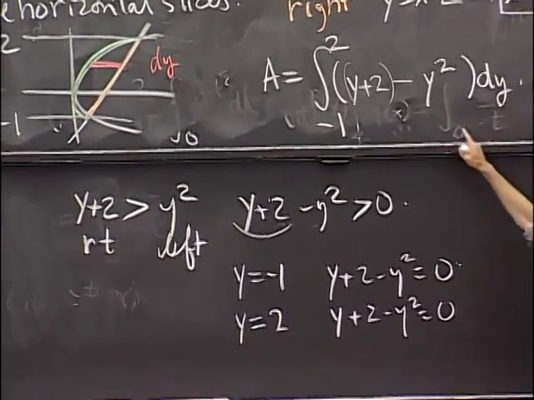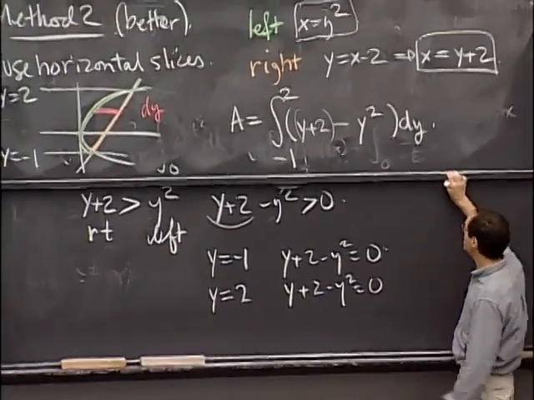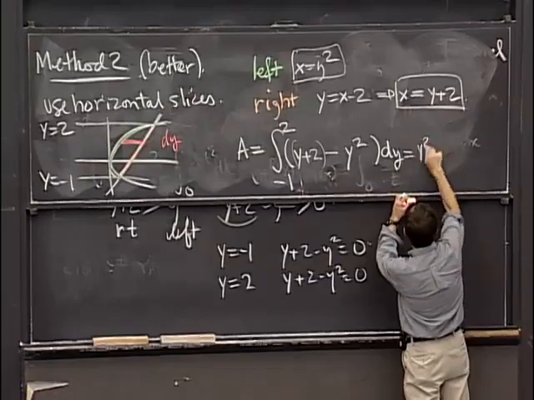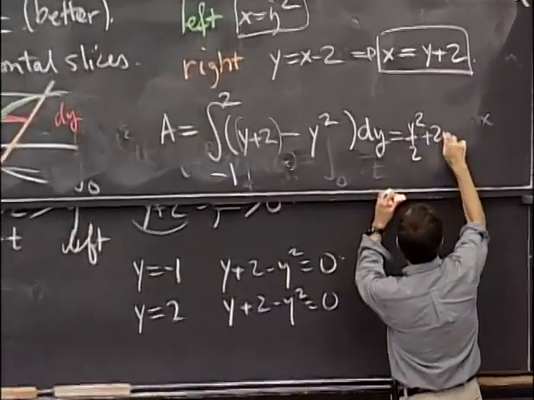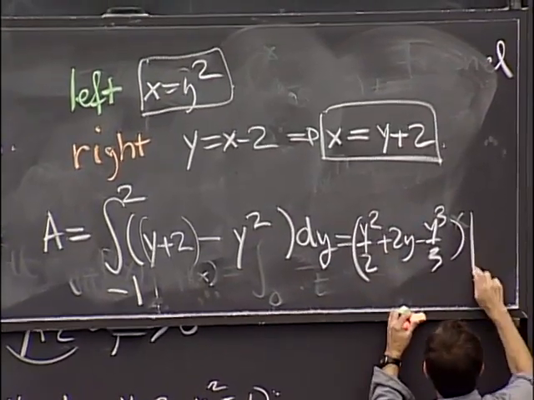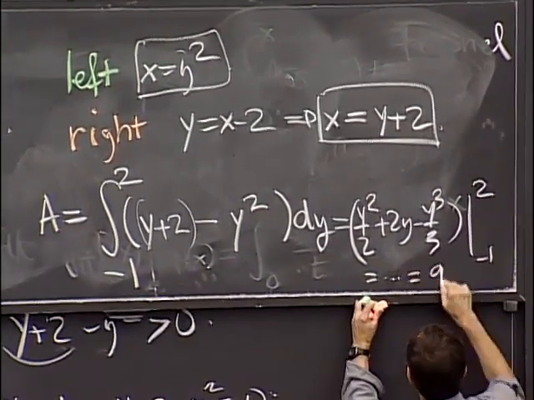Now this is a much more routine integral. I'm not going to carry it out. I'll just do one last step, which is that this is y squared over 2 plus 2y minus y cubed over 3, evaluated at -1 and 2, which, if you work it out, is 9/2.